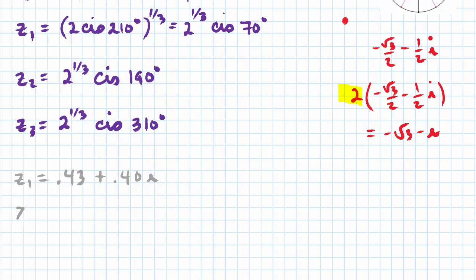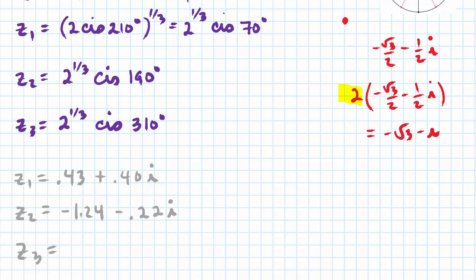Our second solution in standard form, we'll do the 2 to the 1/3 multiplied by cosine of 190. So I'll type in the same thing, 2 to the 1/3 multiplied by cosine of 190. And rounding to the nearest hundredth, I get minus 1.24. And then I will multiply 2 to the 1/3 times sine of 190 and round to the nearest hundredth, getting minus 2.22i.